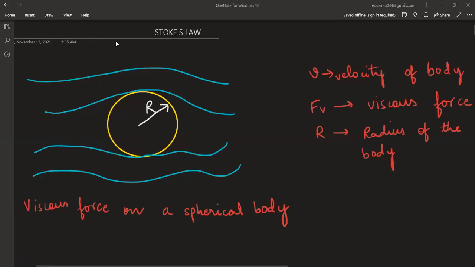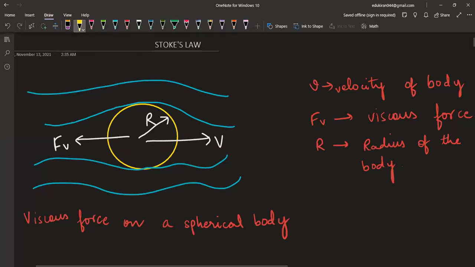See, Stokes' law is also an extension of viscous force. It's just that this is valid for spherical objects. Only for a sphere are you going to use Stokes' law. So this is the viscous force acting on spheres. Suppose this is the sphere, these are the layers of the fluid, it is moving with velocity v, and backward viscous force acts. So the velocity of the body is v, the viscous force is Fv, and r is the radius of the body.